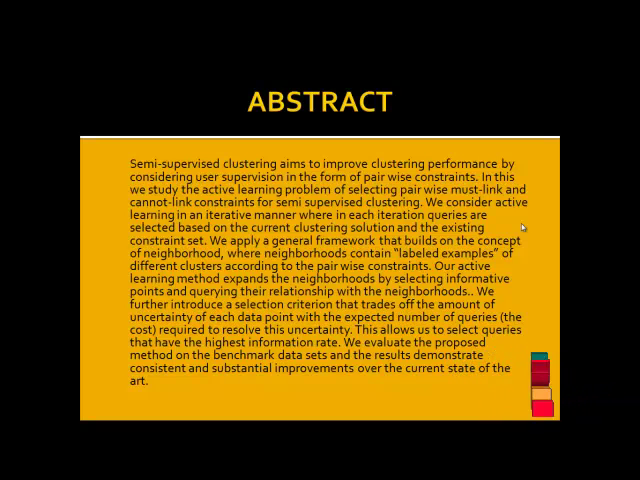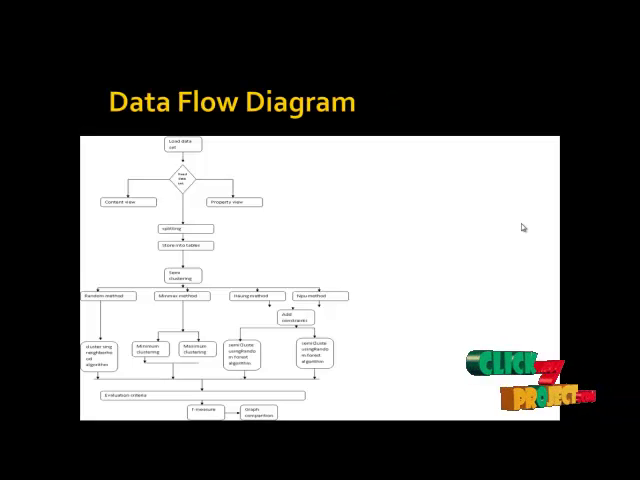We further introduce a selection criterion that trades off the amount of uncertainty of each data point with the expected number of queries required to resolve this uncertainty. This allows us to select queries that have the highest information rate. We evaluate the proposed method on benchmark datasets and the results demonstrate consistent and substantial improvements over the current state of the art. Let's see the data flow diagram of this project.